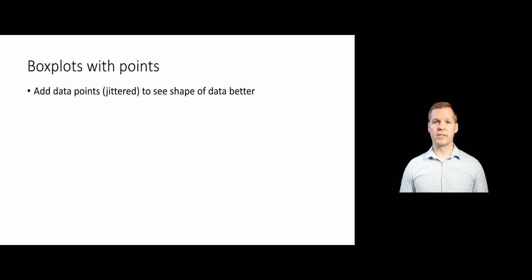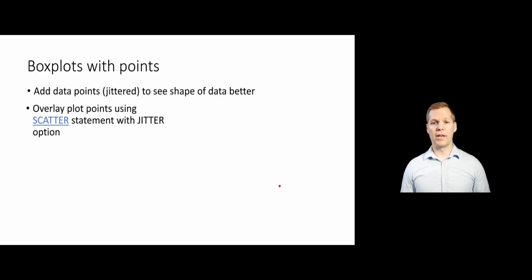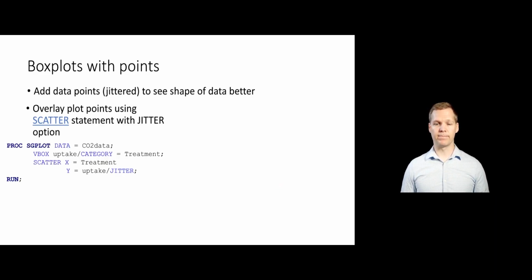One other thing you might want to do, and this is especially true when you have lots of data points, not as needed when you have fewer data points, but you can add in the points on top of your box plots if you want, so you can get a better idea of the actual shape of the distribution. And you can do that by adding a scatter statement and using a jitter option on that. Again, we're going to overlay these 2 things. So we're going to do the box plot first, so that's on the bottom. And then we're going to overlay the scatter statement on top, so we're going to put the points on top.